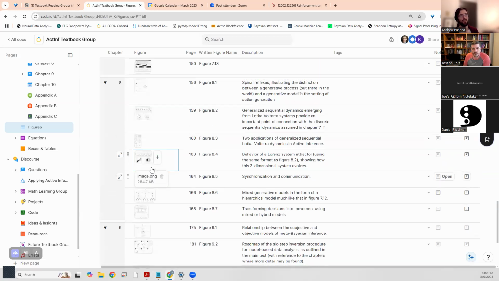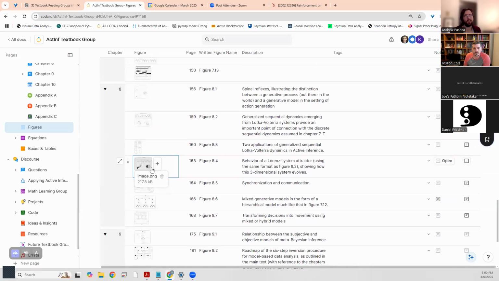It also relies a lot more on Taylor series approximations. There's this notion that refers to it as the generalized coordinates of motion. So it's like working more directly and explicitly with derivatives over time.